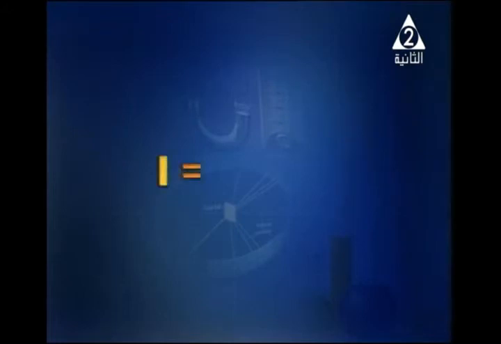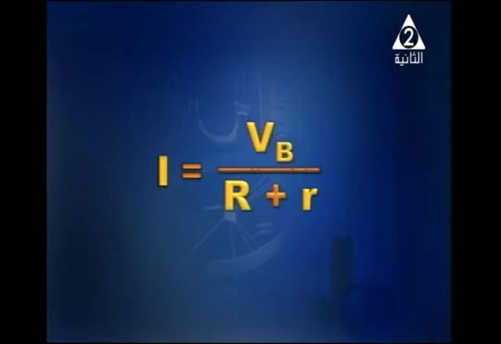And what about the relation that expresses Ohm's law of closed circuit? Of course, the current through the battery, the main current, equals V battery over R capital plus R small. R capital plus R small means the total resistance of the circuit: external resistances as well as the internal resistance of the battery.